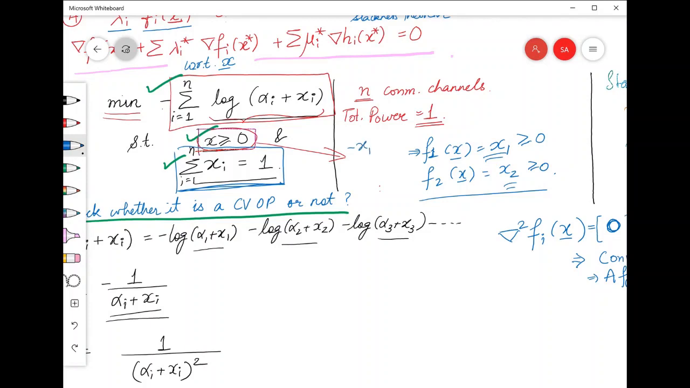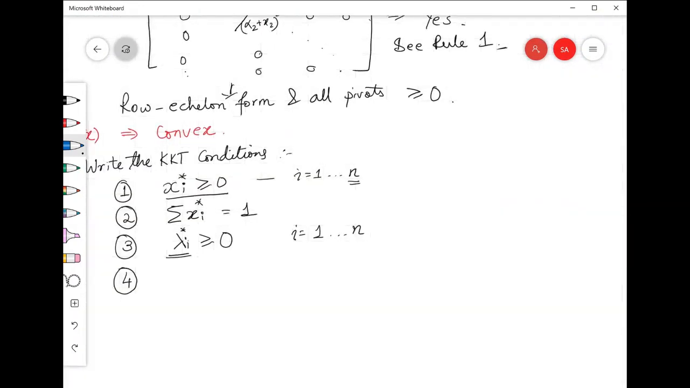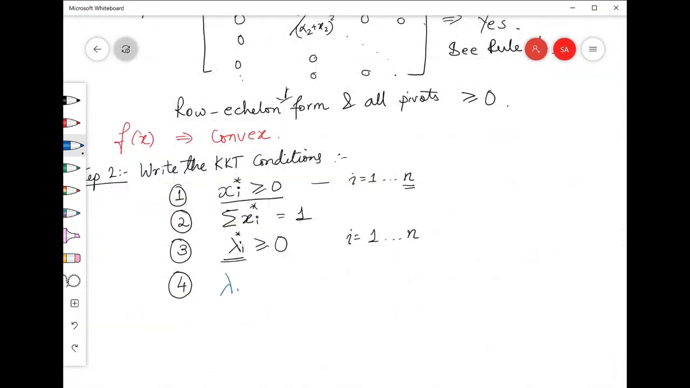I can write it as minus x1 is less than or equal to 0, minus x2 is less than or equal to 0, and so on. So my f_i of x is minus x1, minus x2, and so on. Here lambda i star times x i star with a minus is equal to 0, for i going from 1 to n. The minus does not make any sense, so I can very well remove it; it does not matter.